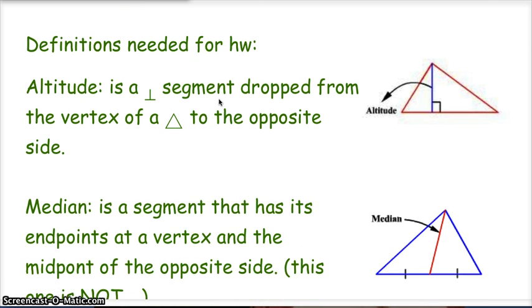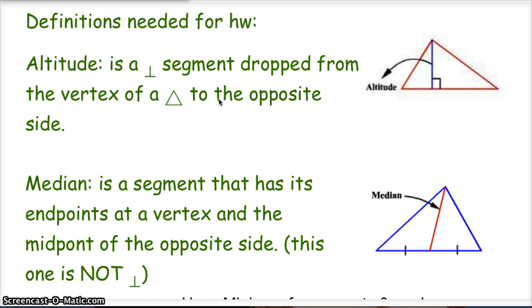Here are some definitions that you will need when we get to the homework, one of which is altitude. Altitude is a perpendicular segment dropped from the vertex to the opposite side. Median is a segment that has its endpoints at the vertex and the midpoint of the opposite side. Basically, median is splitting the bottom into two congruent pieces, but it's not necessarily perpendicular. Look at that, it's not 90 degrees. Altitude, on the other hand, is only making something 90 degrees. It is not saying that those two lengths are equal. Visually, they're not.